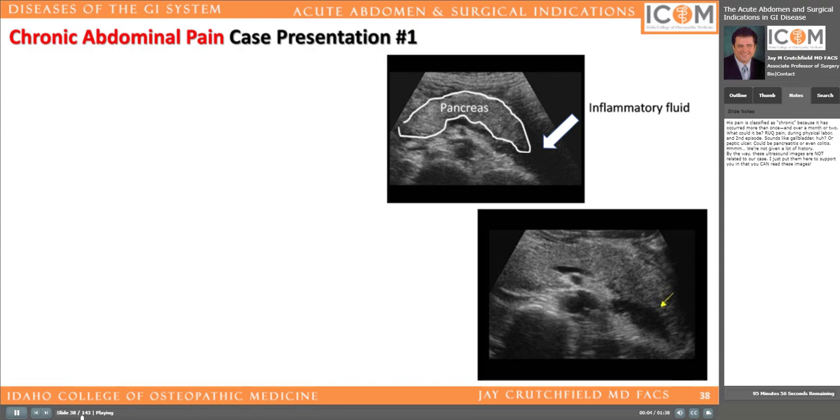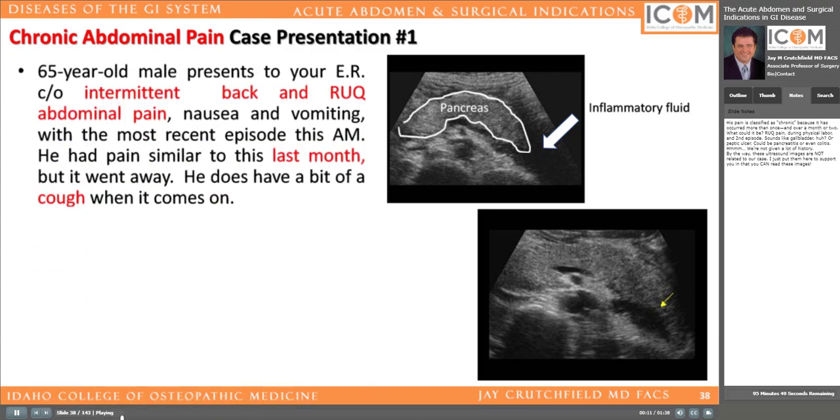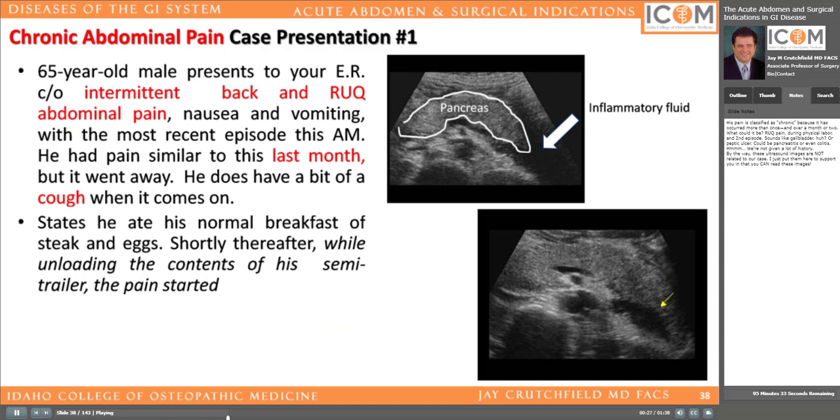Okay, your head swimming. Let's put together some of what we've talked about into a clinical case. Here we have a 65-year-old male who's presenting to the emergency room complaining of on and off back and right upper quadrant abdominal pain, some nausea, some vomiting, and this morning was his most recent episode. He had pain like this last month, but it went away, and he does have a bit of a cough when it comes on. Says he had a normal breakfast.